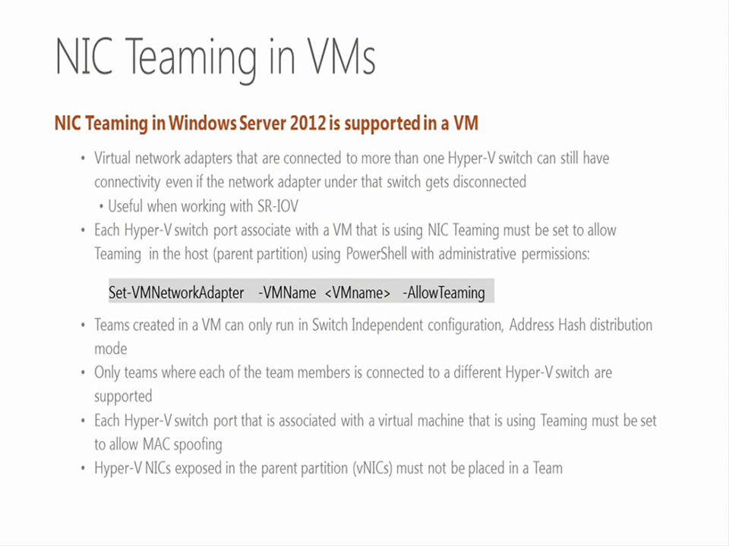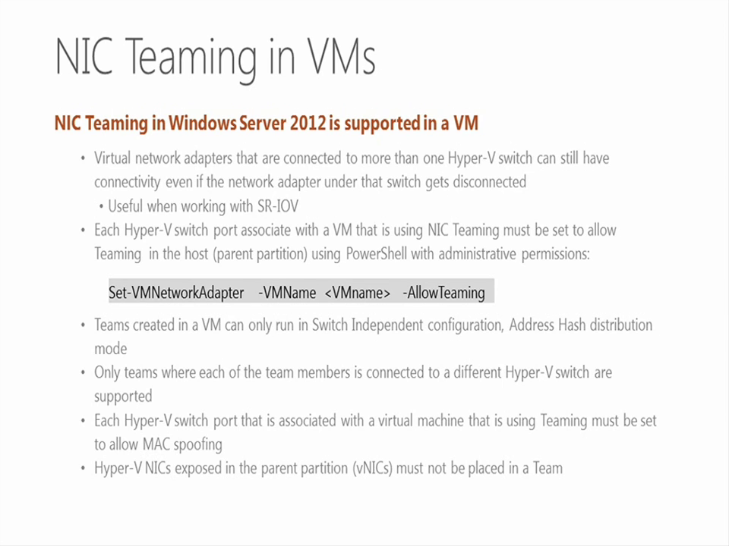So we also support NIC teaming in our virtualized environment. So not just for the host operating system, but we expose these virtual networks to the virtual machines that are running as guest operating systems in Windows Server 2012. So here, notice this includes the PowerShell command here to set VM network adapter, where we can use the -AllowTeaming switch, which allows that virtual machine to be able to have access to the teams of network cards that we have available from our host network.